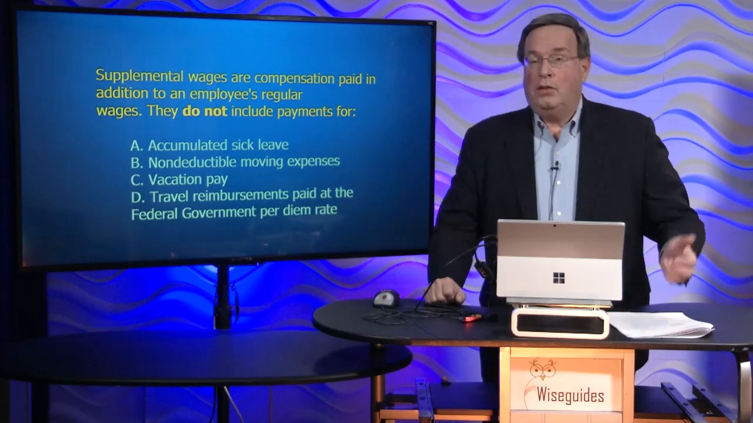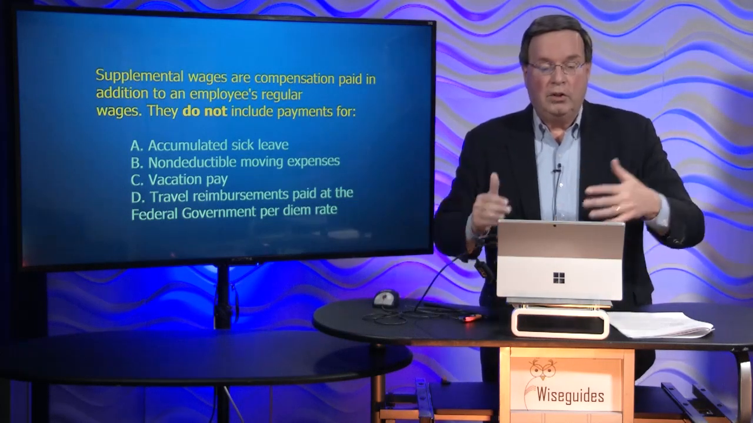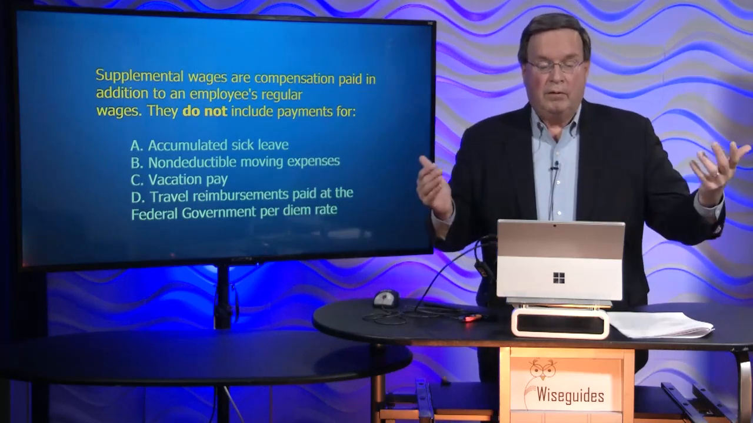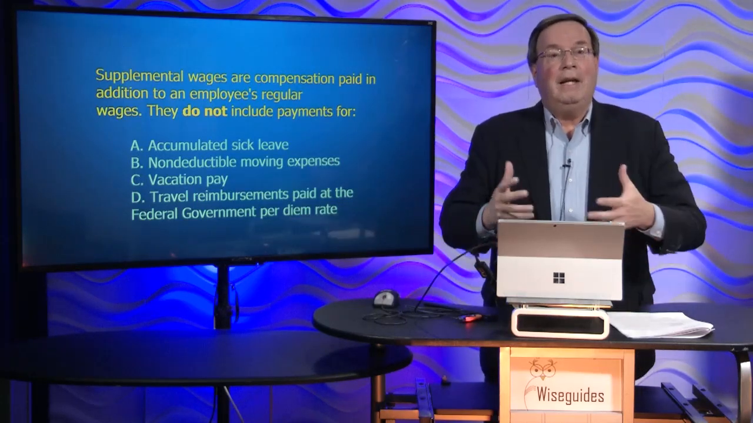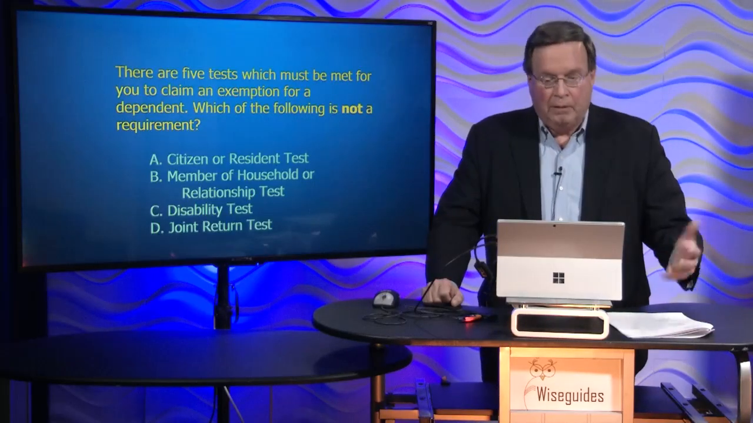Well, it's the travel reimbursements, which is the payments that are not included, so they do not include payments for travel reimbursements at the per diem rate. So that's basically the rule that we would have here, but that's an example of what we would consider to be an incomplete sentence. And then the last one is basically all of the following except.